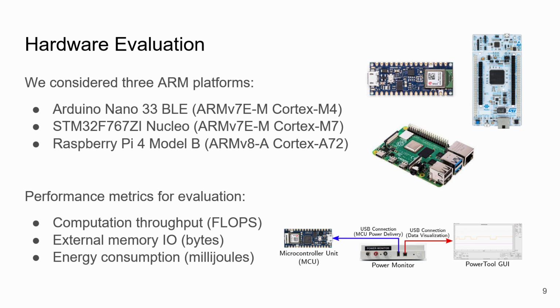And then the performance metrics for evaluation, we really just care about the computation throughput, the number of memory accesses, so not memory size, but memory accesses, and then the energy consumption in millijoules. And then to measure all of these metrics, computation throughput is pretty simple, but for energy, we use this power monitor in the lower right-hand corner. It's a Monsoon Solutions power monitor, and we just measure the USB power for the Arduino or the Raspberry Pi or any of these devices.